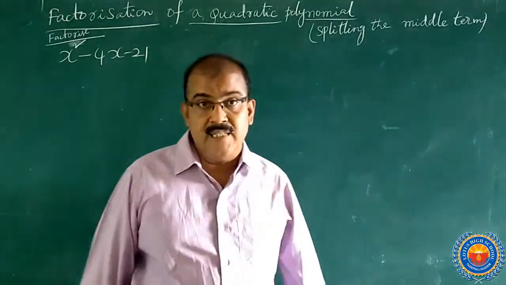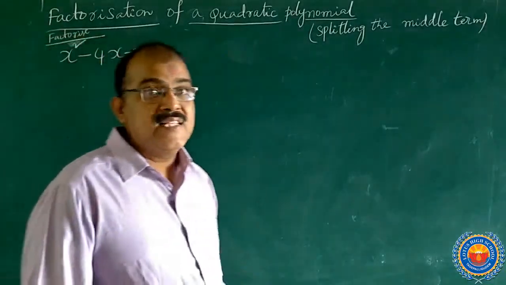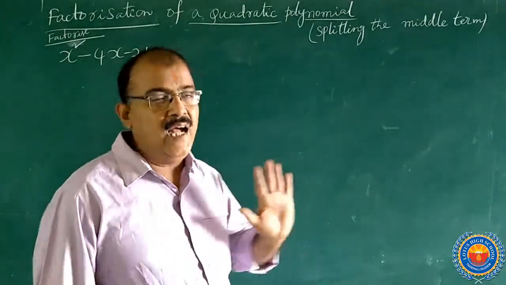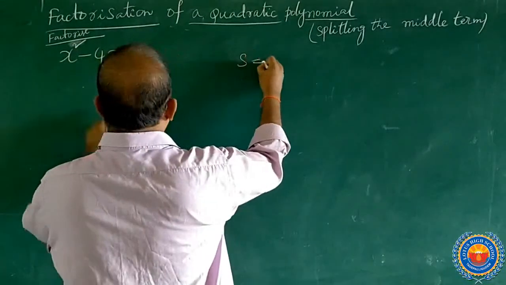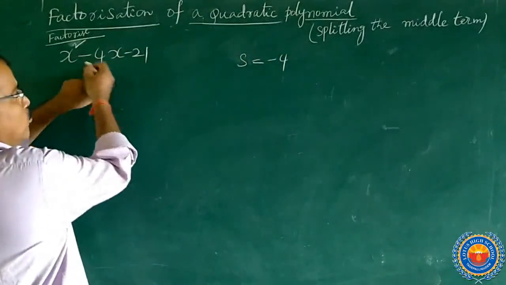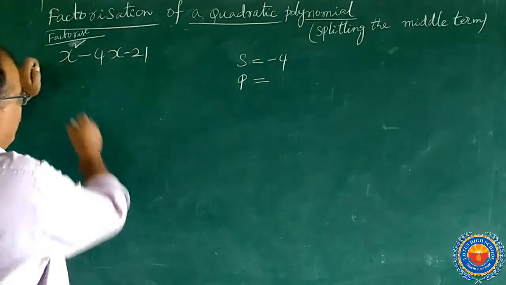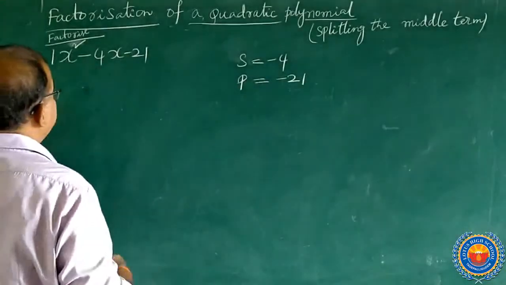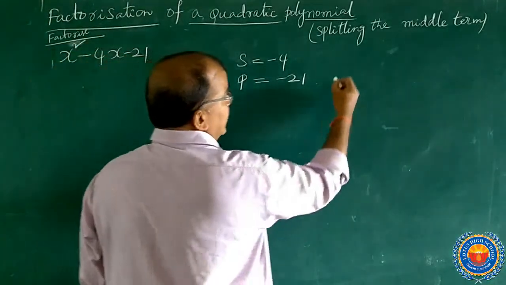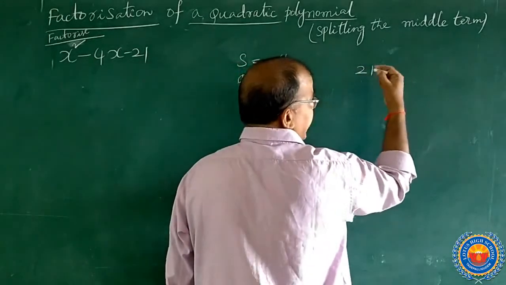The first question is: factorize x square minus 4x minus 21 by splitting the middle term. You know very well, the sum is equal to minus 4. The product is, here the coefficient of x square is 1, so 1 into 21 minus 21 is equal to minus 21. If it is minus 21, you also take 21 and go for factorization.